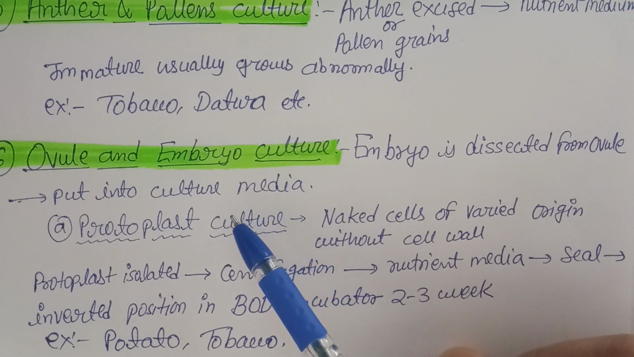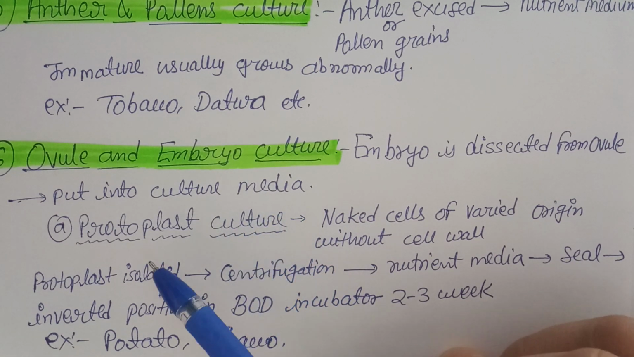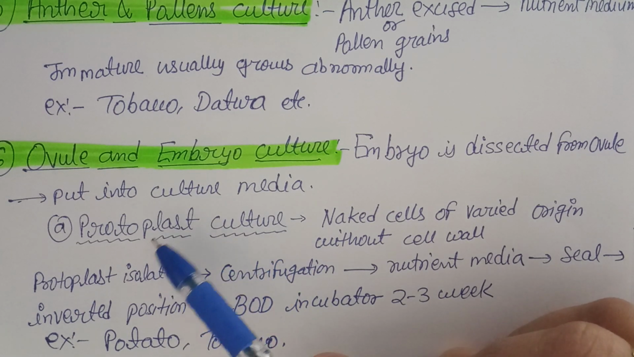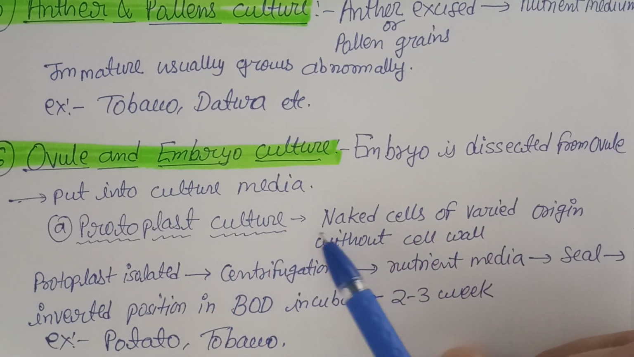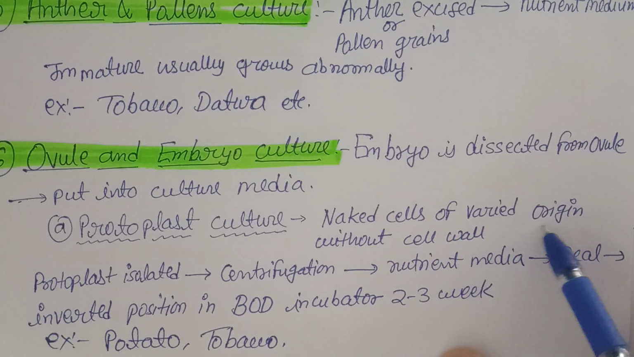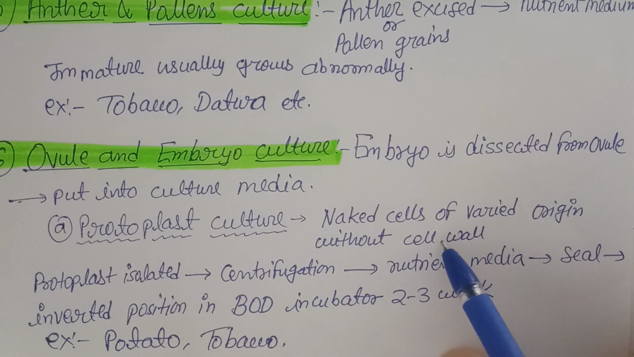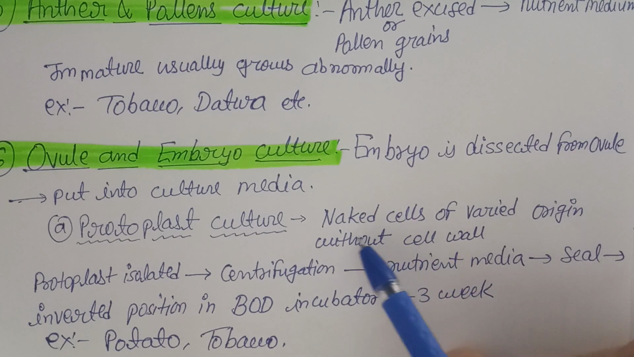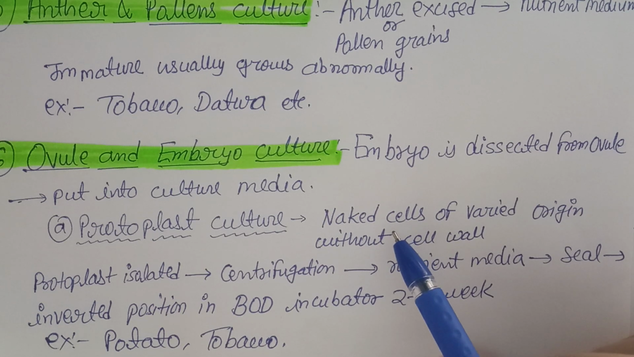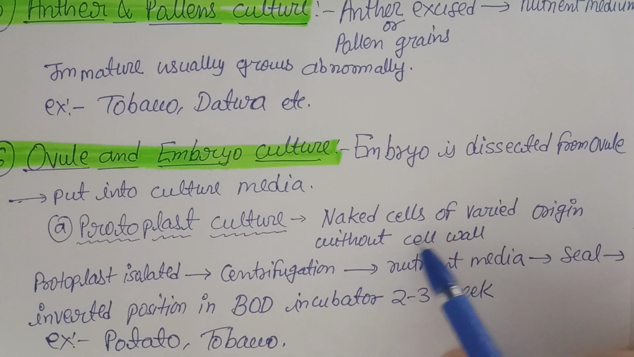This particular type of culture has two types, protoplast culture and hairy root culture, right? The first one is the protoplast culture. So what are protoplasts? Naked cells of varied origin without a cell wall. Generally a plant cell will have a cell wall, so protoplast means the naked cell from varied origin. It may be root, stem, fruit, flower, bark, any location, but it will not have the cell wall, which we are going to rupture, right?